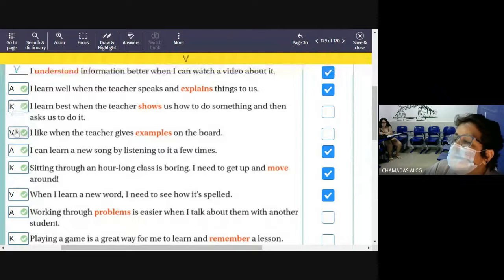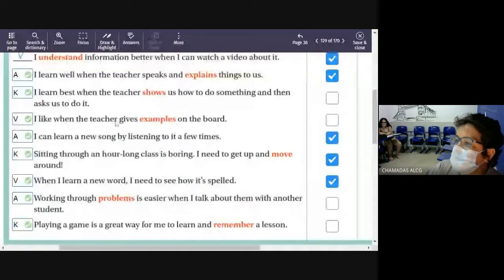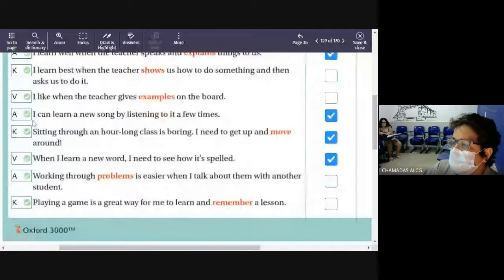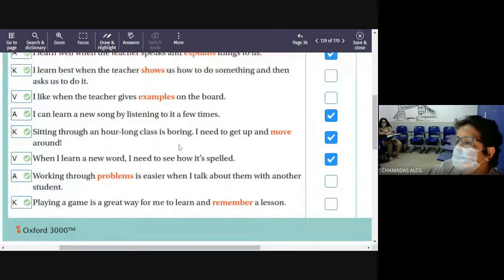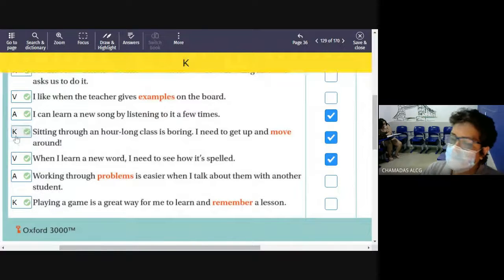Okay. Here, visual, because when you see examples on the board. Next one, listening to a song is okay for you. After a few times, you know the song. Auditory. Now here, if you can't stand still, if you can't sit for a long time, like an hour in a class, if you feel it's boring, then it may show you are kinesthetic, okay? If you like moving around.